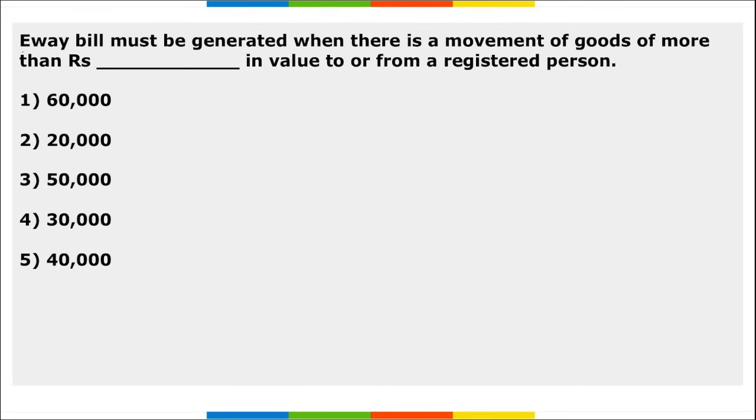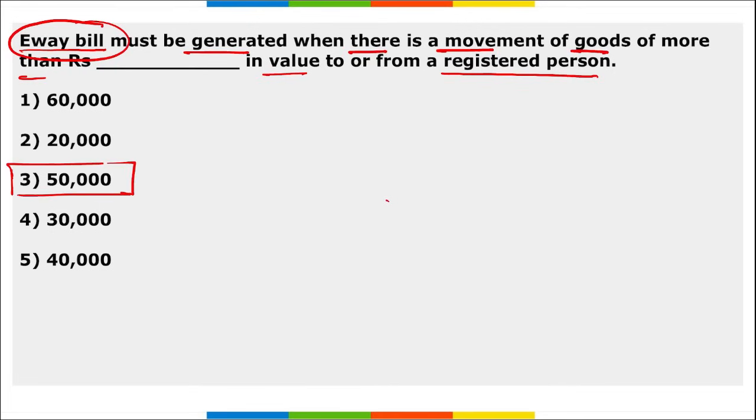Next, e-way bill must be generated when there is a movement of goods of more than dash amount in value to or from a registered person. So e-way bill, right? This bill, correct? And this will be generated when there is a movement of goods to or from a registered person, and if it is more than how much amount? 50,000 rupees. Whenever a movement of goods of more than 50,000 rupees is held, then this e-way bill will be generated, correct?